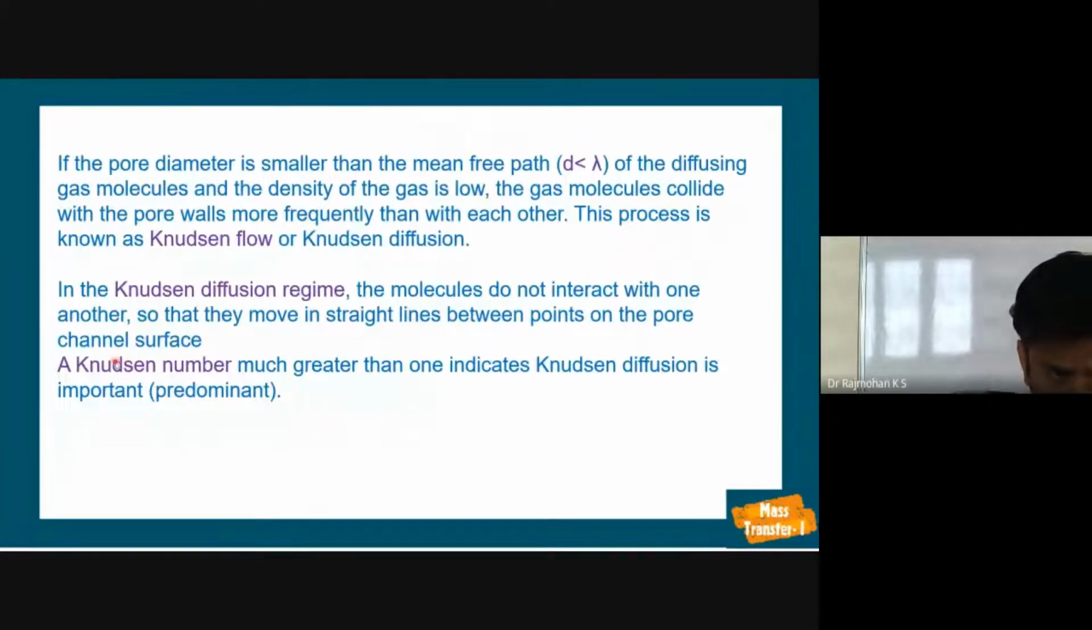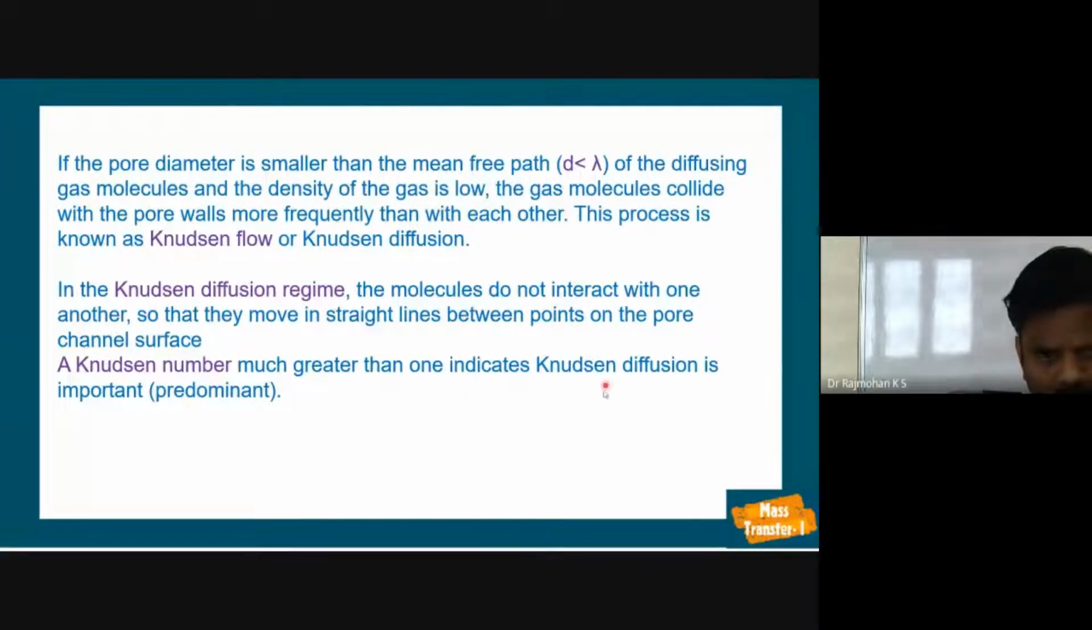And we define the Knudsen number. The Knudsen number is defined here. If the Knudsen number is much greater than 1, it indicates Knudsen diffusivity is taking place.